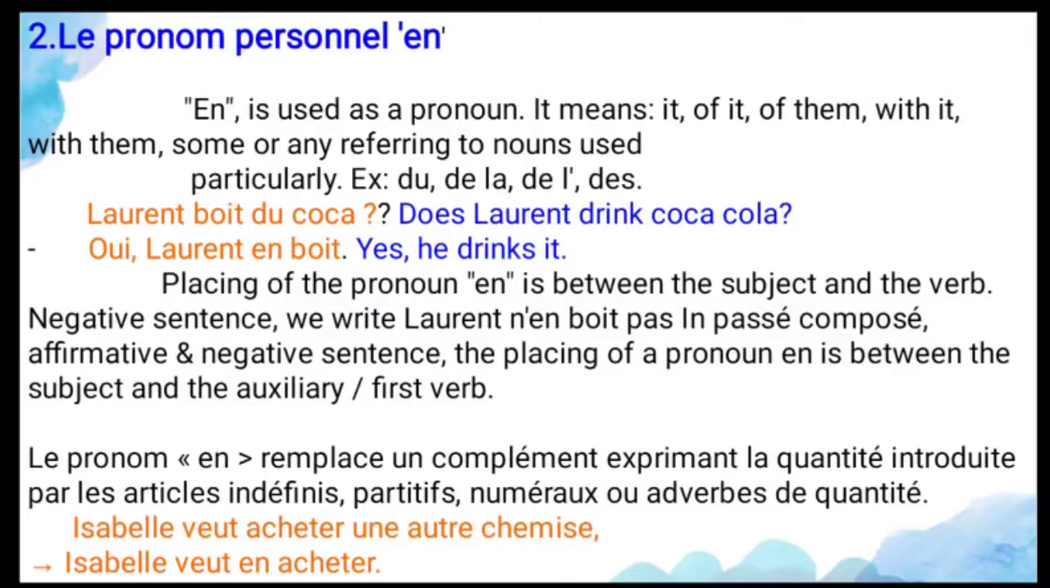Again, one more example is there. Isabelle veut acheter une autre chemise. So Isabelle wants to buy another shirt. Here one article is there, that is an indefinite article. For that indefinite article also you have to replace with en. So Isabelle veut en acheter. So Isabelle wants to buy one. So this is the pronom personnel en, and you have one exercise in this lesson.